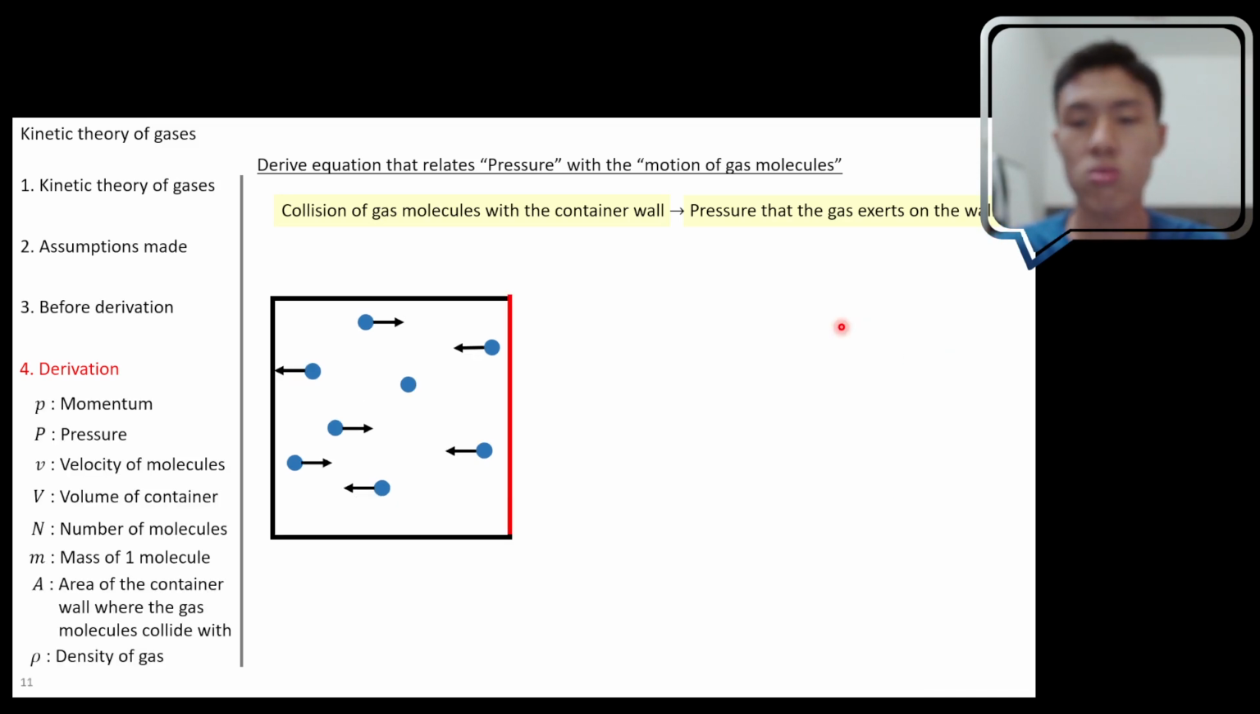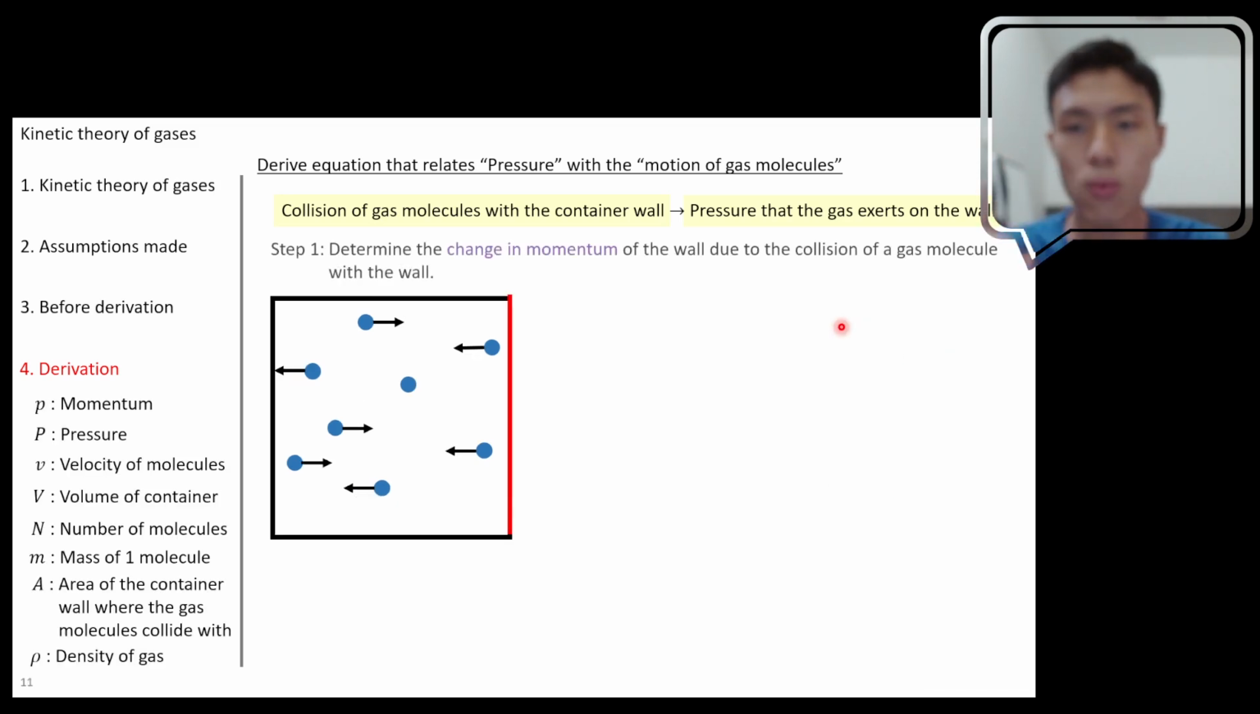Now we can continue to study by first doing step 1, which is to determine the change in momentum of the wall due to the collision of one gas molecule with the wall. So we are going to focus on one gas molecule here. All of them are moving with the same velocity, so they will be moving in this positive v. Positive means that it's moving to the right. V is the magnitude, or the speed, of the molecule.